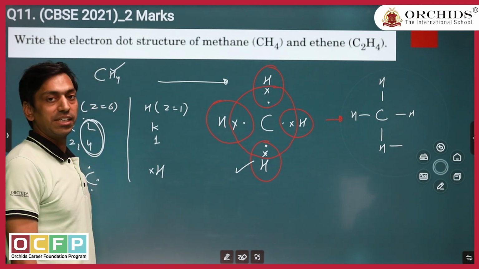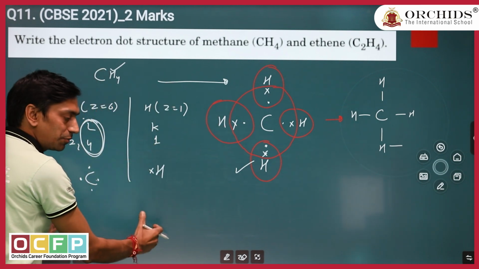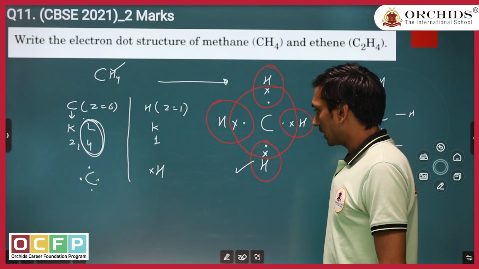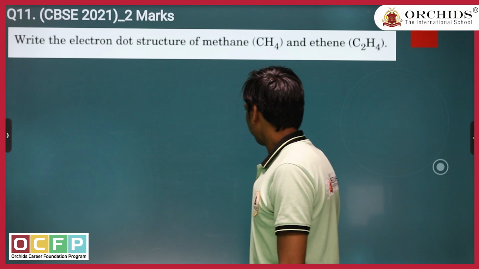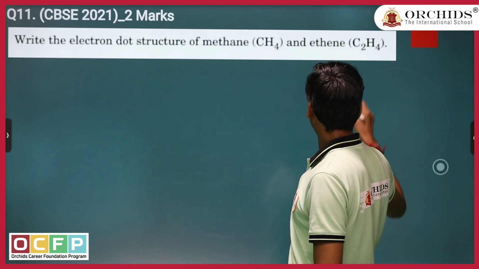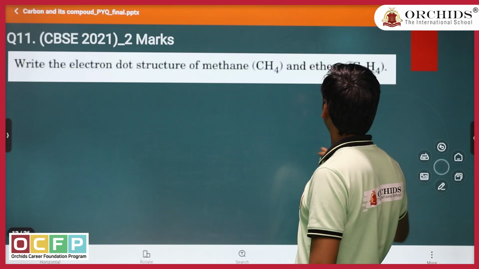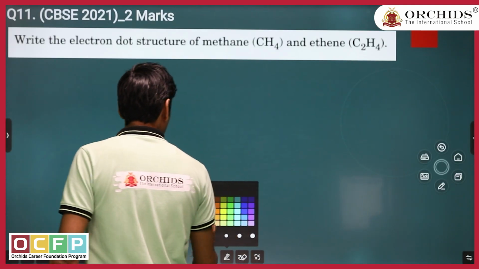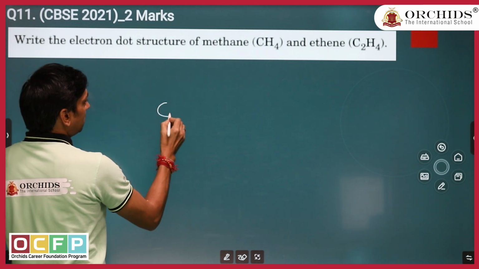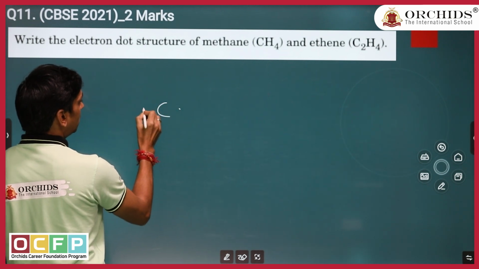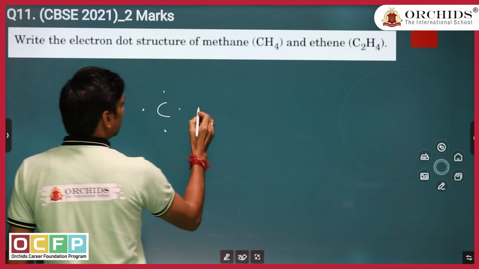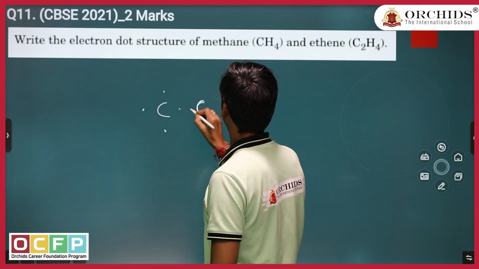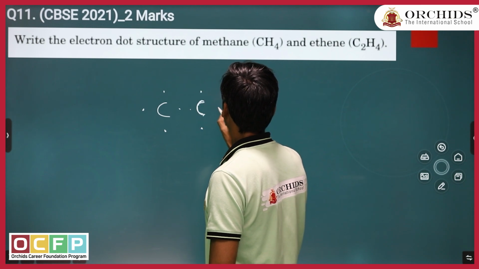Next we have ethene. The same concept, the same dot structure approach, we are going to use for ethene also. So what is the formula of ethene? The formula for ethene is C2H4. Now the carbon atom has 1, 2, 3, 4. Similarly, one more carbon we have here, which also has 1, 2, 3 and 4.